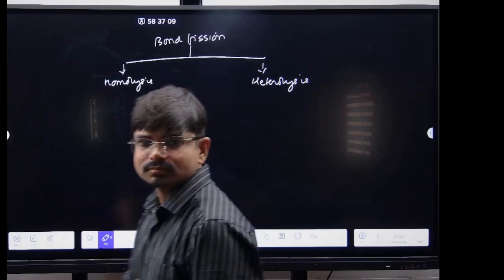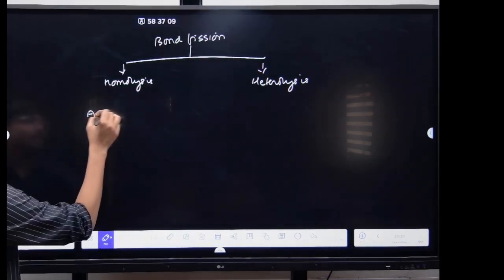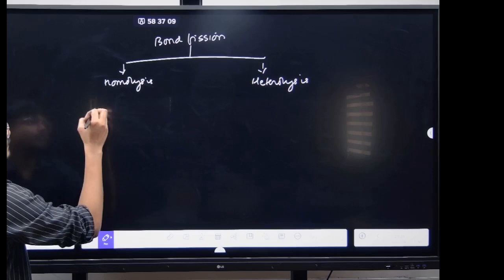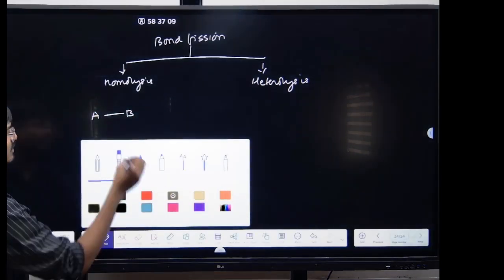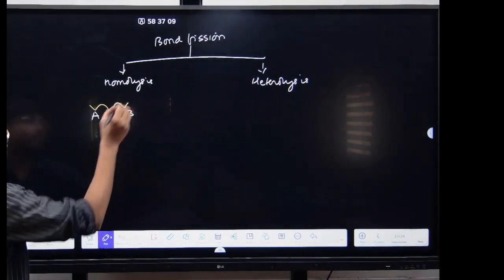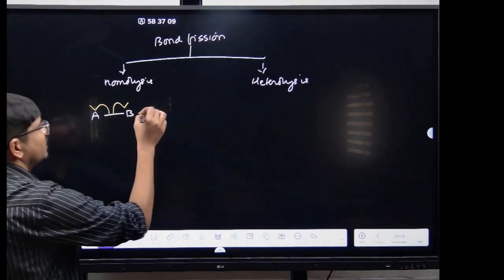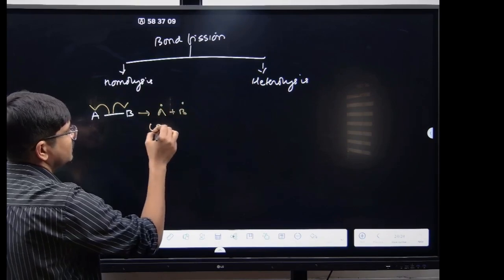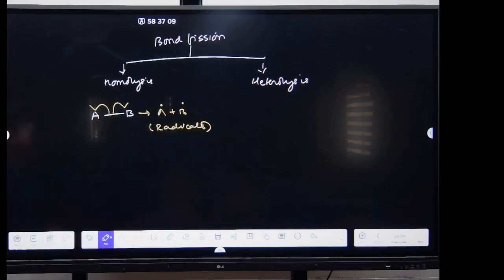Got it. So what do you mean by homolysis? Suppose you have A and B. Now, if it is breaking homolytically, it means an equal number of electrons is going to A as well as B. So this will be A radical plus B radical. These are the radicals. So this is an example of homolysis.